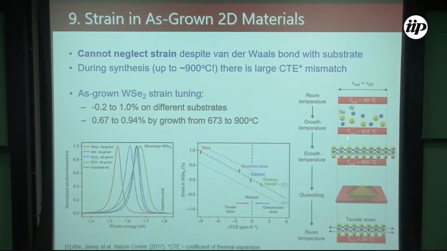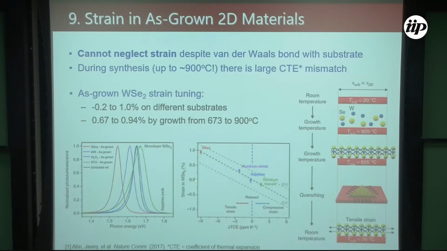because the material, in this case, this picture says WSe2, has a different coefficient of thermal expansion than the substrate, right? So again, it sounds very obvious in hindsight, but we just weren't aware of it, because we were silly electrical engineers focused on just electrical measurements and then wondering why there's so much variability in our measurements. There's this nice work by Ali Javey a couple of years ago, in Nature Communications, showing how they tuned the strain by playing with the substrate. So this is SiO2, aluminum nitride, STO, and different substrates.